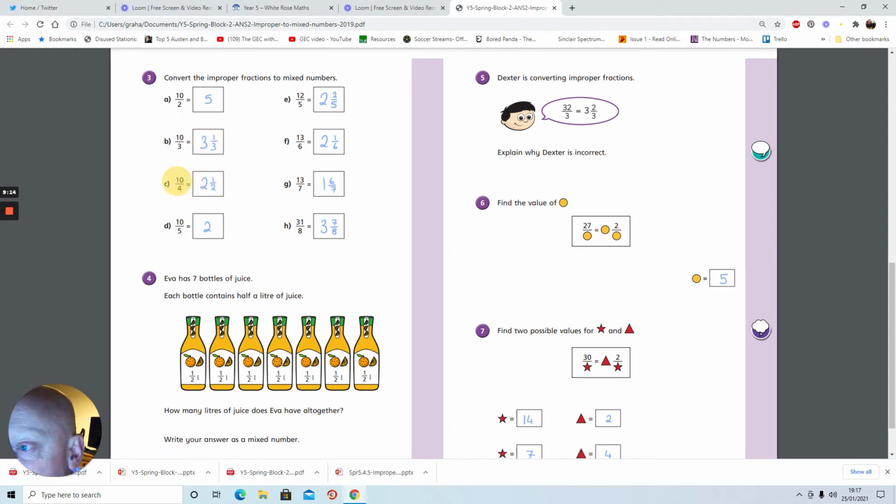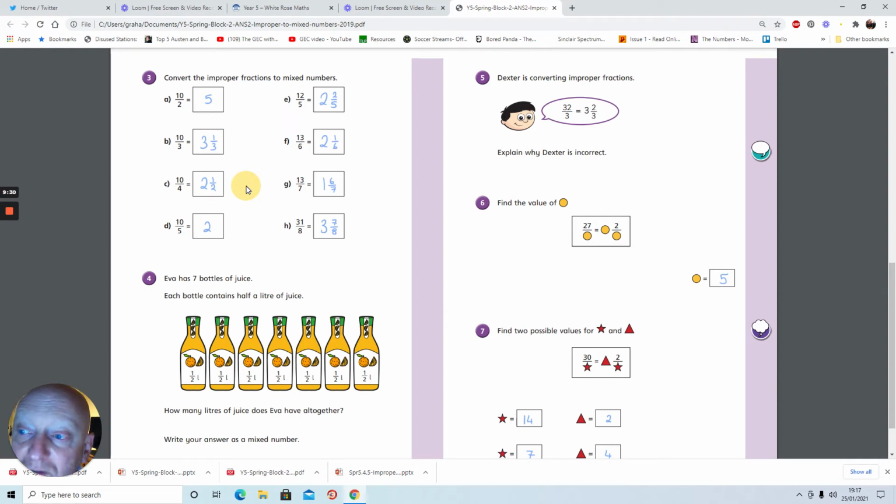Again, number C, we've got 10/4 at the top. Again, you could do your 10 circles if you wanted to, box them off into 4s, or you could use a division skill. So how many 4s are in 10? There are 2 4s in 10, so 2 4s are 8, yeah? So we know that there's 2.